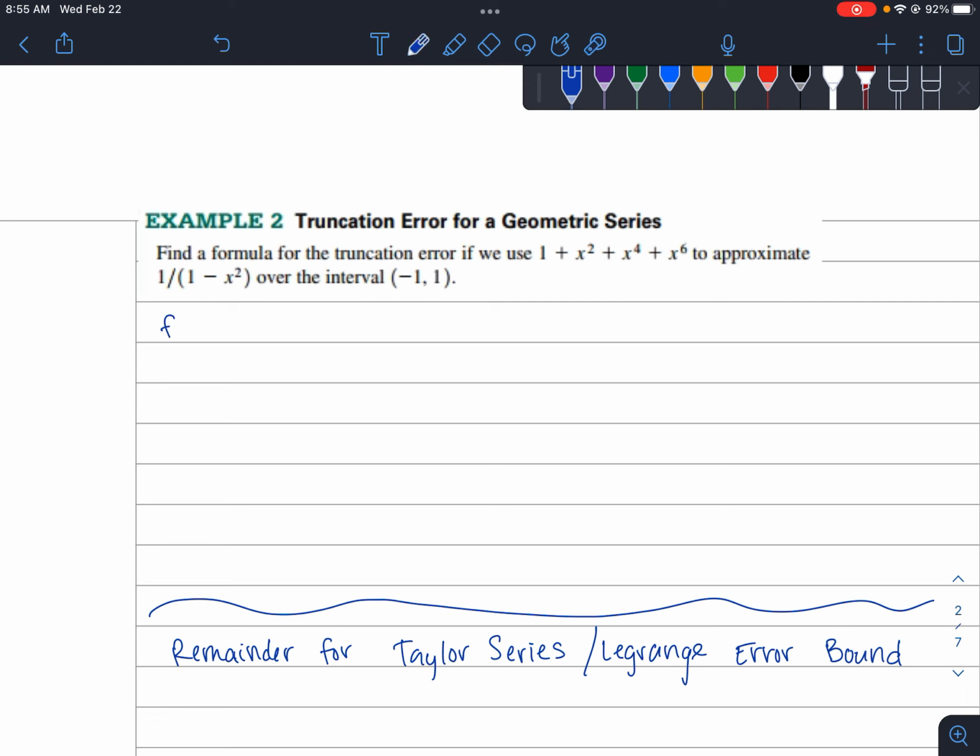So we say f of x is equal to 1 over 1 minus x squared. Definitely looks geometric, and it's over the interval from -1 to 1, and this function has the polynomial representation of 1 plus x squared plus x to the fourth plus x to the sixth. Now, say I continue this, it looks like the pattern is x to the eighth plus x to the 10th plus x to the 12th, and so on. So you can see that we're truncating this polynomial right here.